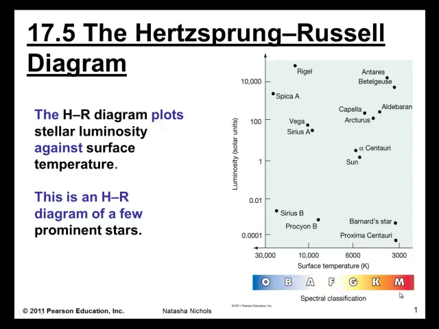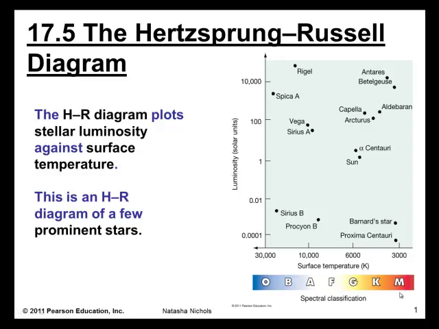So on the x-axis, we have surface temperature in Kelvin, and notice how the temperature is increasing from right to left. And we also have the spectral classification. Oh boy, an F grade kills me from last lecture. That corresponds to the Kelvin temperature.